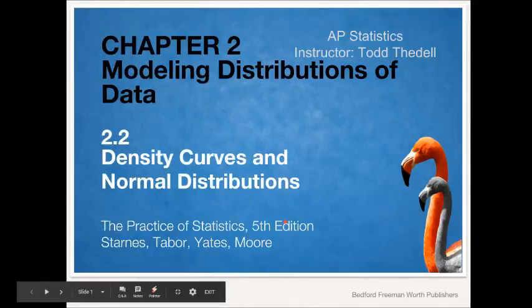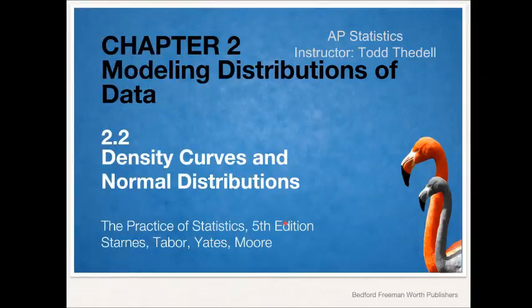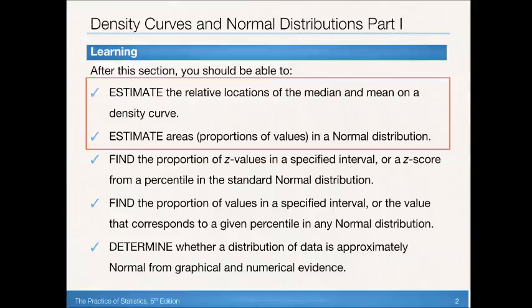Okay, welcome to the second section of Chapter 2, Modeling Distributions of Data. This time we're going to look at density curves and normal distribution. This will be part one of three from this section. So in this one we're going to estimate the relative locations of mean and median in a density curve.